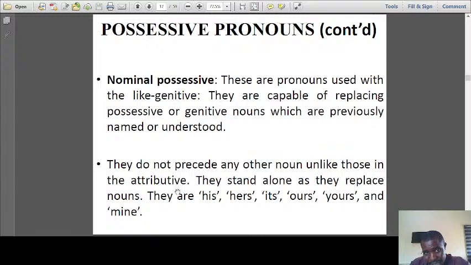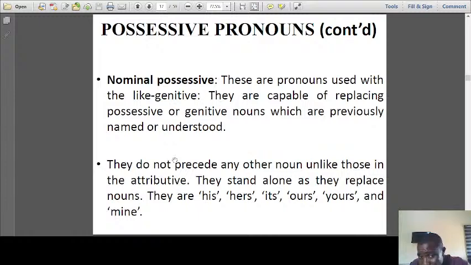But when you eliminate the noun completely, it functions as a pronoun. So nominal possessive pronouns originally are the possessive pronouns, while attributive possessive pronouns can be classified as determinants because they are preceding a noun, they do not eliminate the noun. Some of us will ask, why, since they are preceding a noun, we say they are pronouns? They are not pronouns because they do not eliminate the noun.